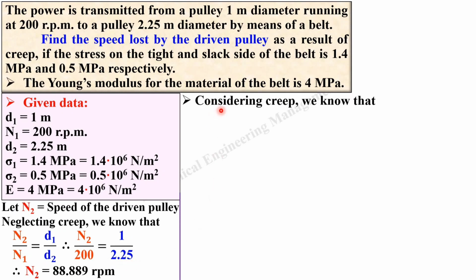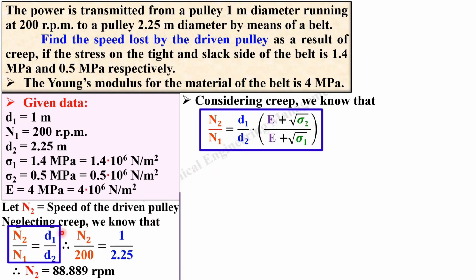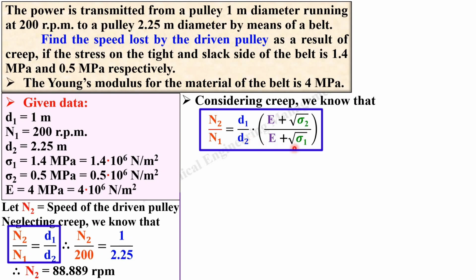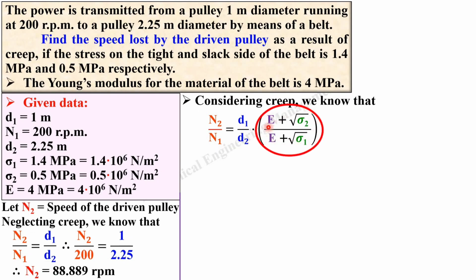Now let's see the second case. By considering the creep we are going to find N2, the speed of the driven pulley. Look at these two equations carefully. Here the speed ratio N2 upon N1 is equal to D1 upon D2 without creep. Here again N2 upon N1 is the speed ratio equal to D1 upon D2, but now a factor is added, and that is the factor due to the creep. If the creep is given, then you have to consider this factor, and that is always less than 1.